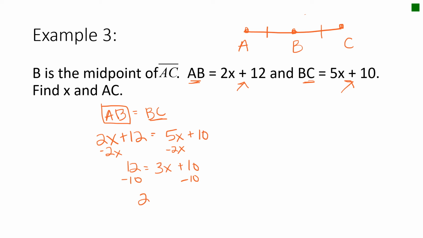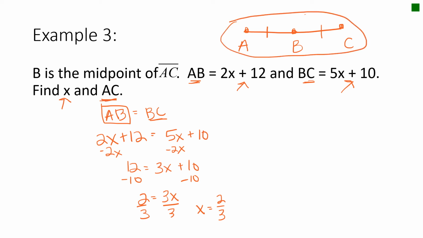10, 2 equals 3x. It's not going to divide out nicely, but it will give us a fraction. So divide both sides by 3. X is going to equal 2/3. Was I supposed to find x? Yep, but what else am I supposed to find? I also need to find AC, which is the whole segment.